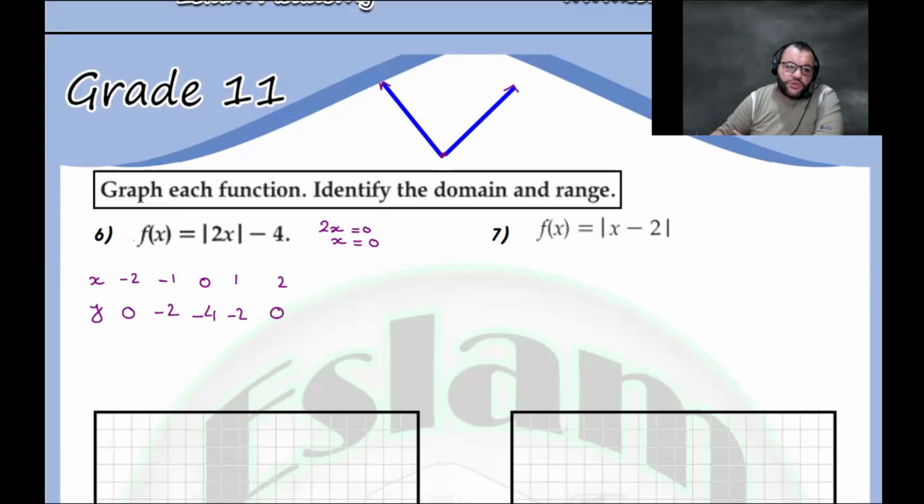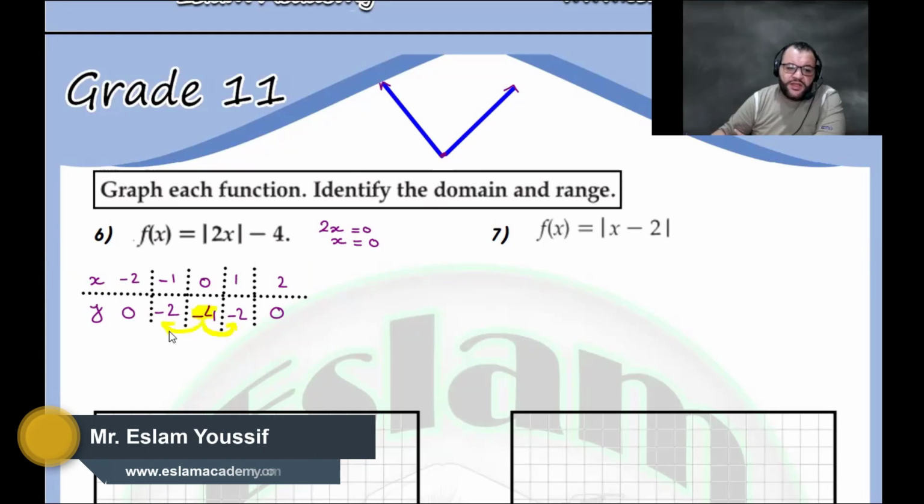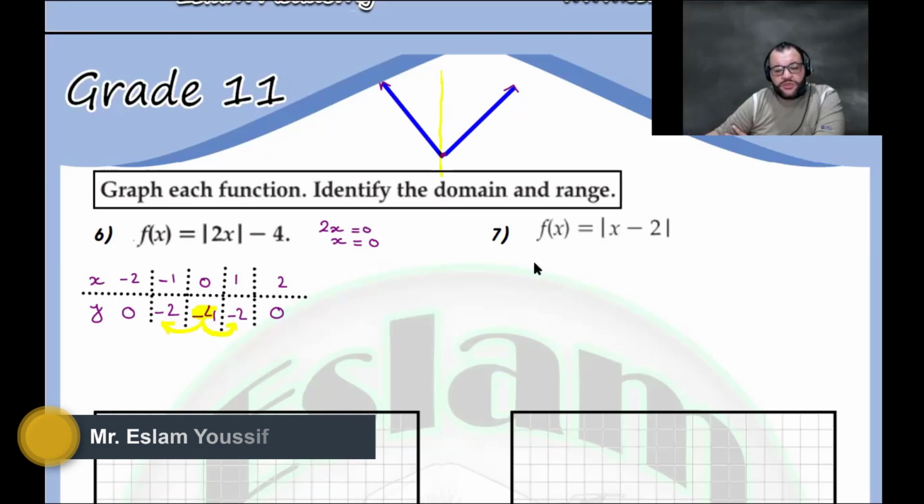To make sure that your graph and your solution are right, if you look at the one from the left and one from the right, you will find the same number. Now -2, and it will be -2. The only one which is different is the one at the middle. If you look at the right and at the left, you will find it's like a symmetric line. That's the line of symmetry.